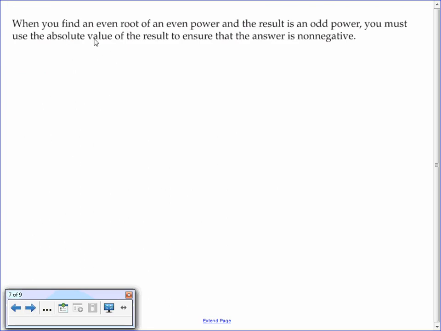My second example has to do with absolute value coming into play. When you find an even root of an even power and the result is an odd power, you must use the absolute value of the result to ensure that the answer is non-negative. Look at this, for example. Let's suppose that I have the square root of x squared. Now, from previous examples, we would say that that is x. But what if x were a negative number? For example, what if x were negative 3? What would happen here? Okay?